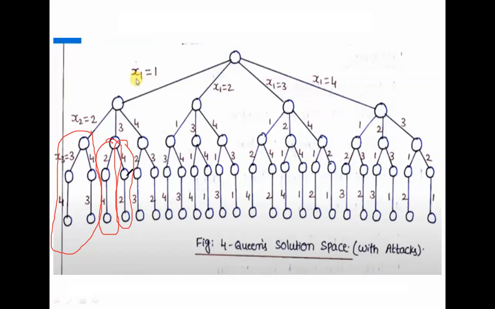So here this is okay. If Q1 is placed in first column, Q2 is placed in third column. In fourth column, Q3 is 4, and in second column we place the first one. So this is the solution. It cannot violate the constraint, so it is also violated. See the solution here, then you can understand better.